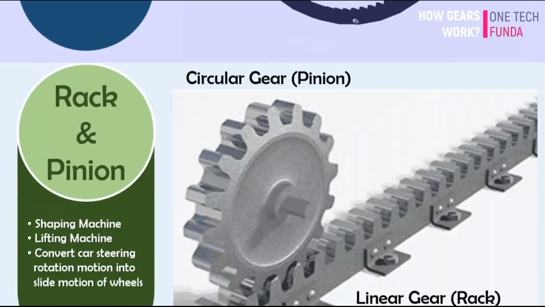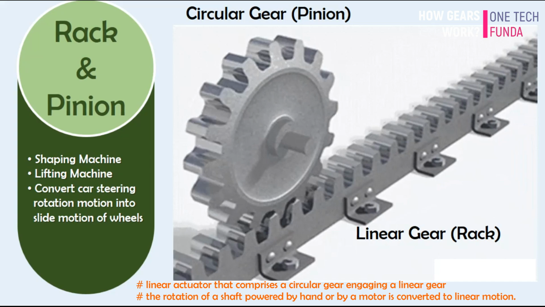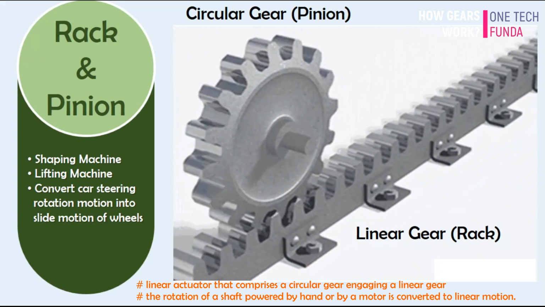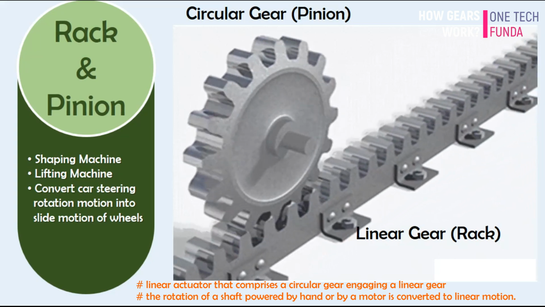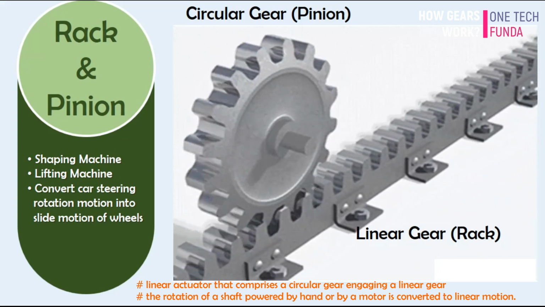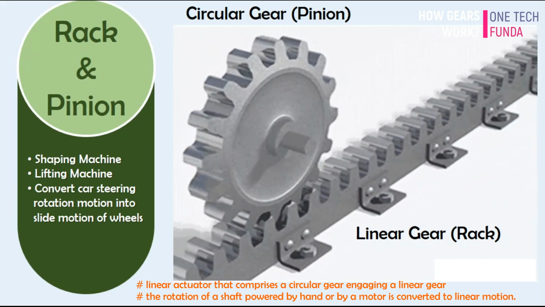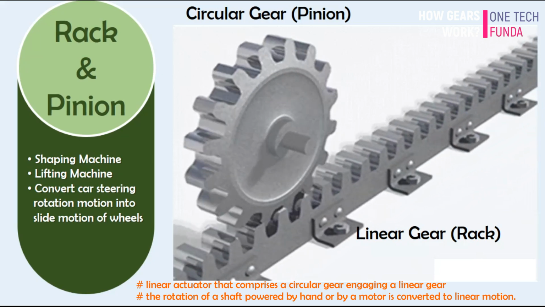Rack and pinion. A rack and pinion is a type of linear actuator that comprises a circular gear engaging a linear gear. Together, they convert between rotational motion and linear motion. Rack and pinion combinations are often used as part of a simple linear actuator, where the rotation of a shaft powered by hand or by a motor is converted to linear motion.